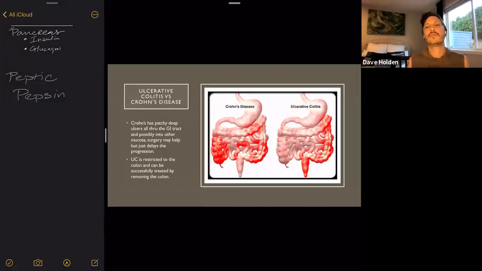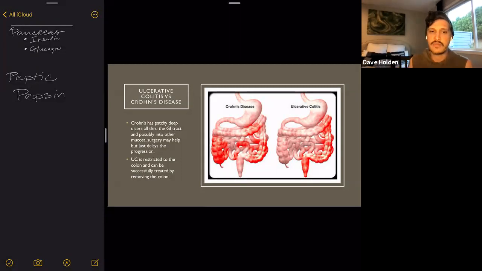So again, Crohn's disease versus ulcerative colitis. Crohn's is going to have patchy ulcers, right? So they'll be grouped in a few areas, kind of spread out around the system. Surgery may help, but surgery, it's just going to delay it, right? You still are going to have a digestive tract, and you can still develop inflammation anywhere along that digestive tract.